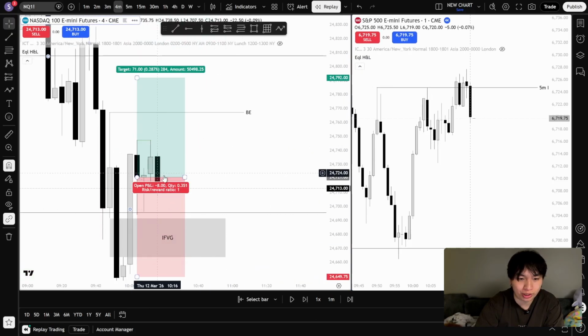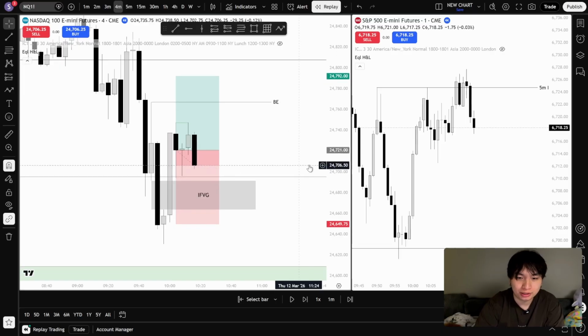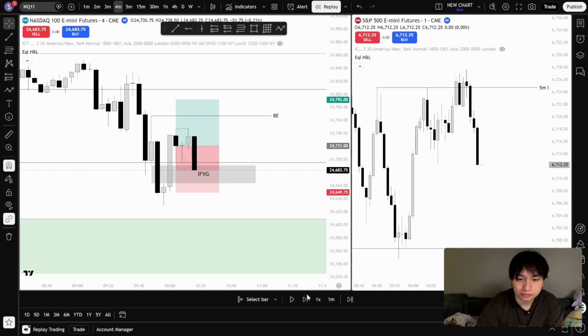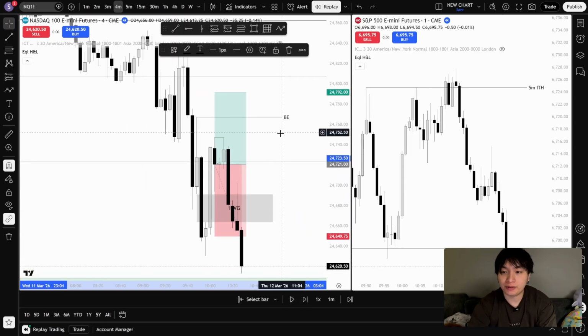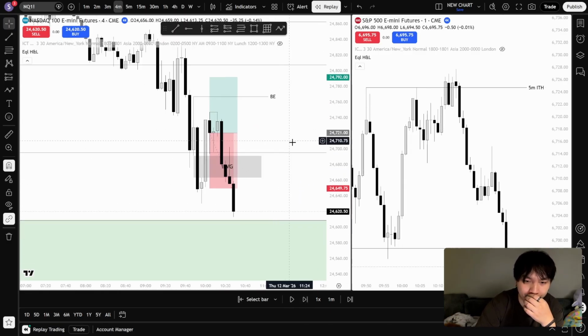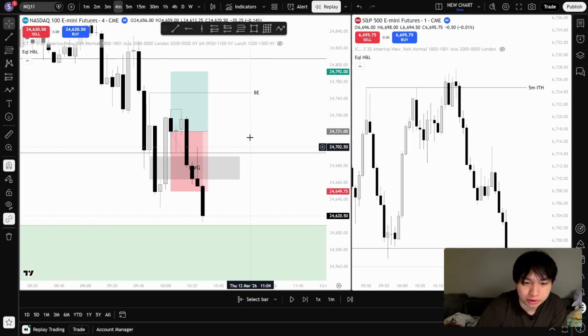And then price just kind of whipped, like literally decided to trade lower and then hit our stop loss right now. So yeah, ended up saving me pretty good. It is what it is.